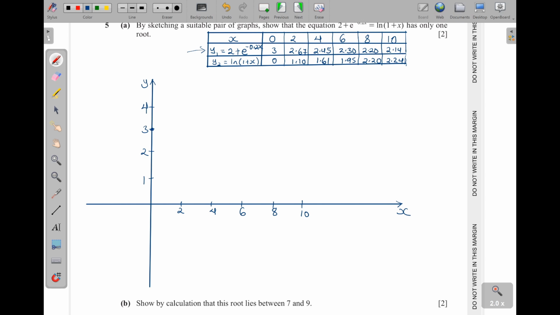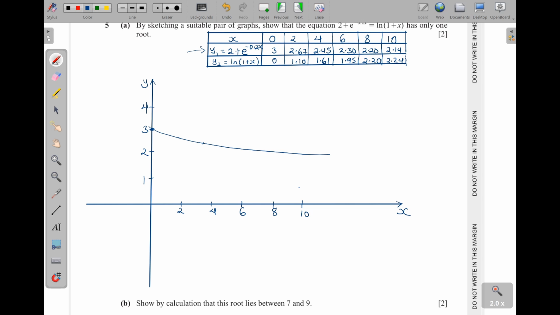And then at 2, we have 2.67, so beyond here, beyond the mid. Then 2.45, approximately in the middle. Let me put this one here, then this one just down there. So it goes on like that. I can just sketch something like that. That curve is going to be a diminishing one. Then for the natural log, it is going to go like that.